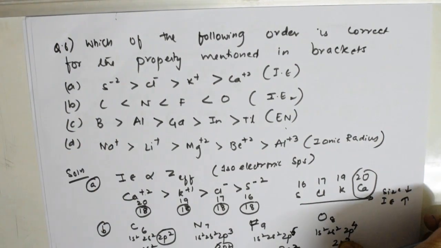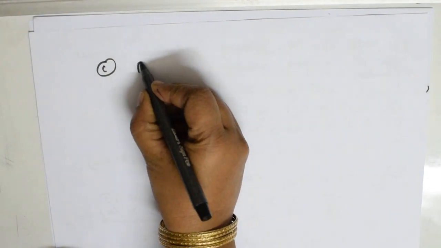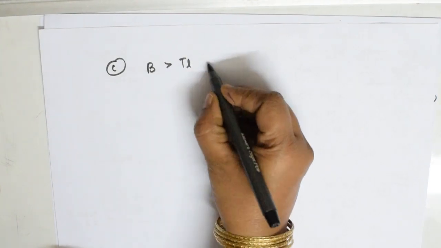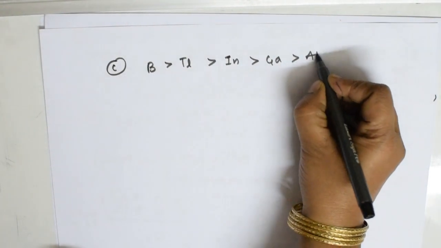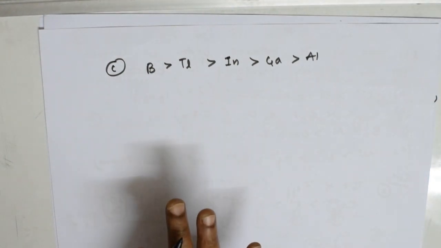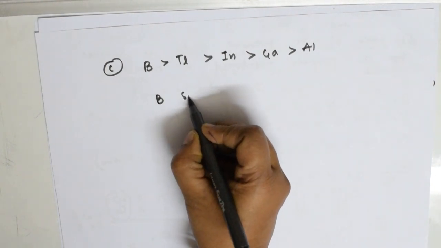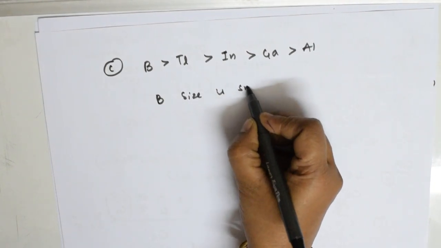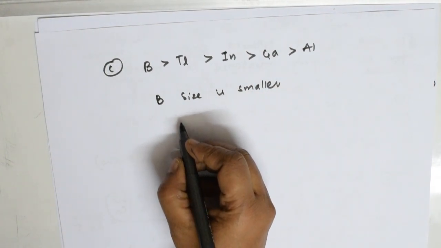The next one, when I take boron, aluminium, gallium, indium and thallium. Okay. So here in boron, aluminium, gallium, indium and thallium, let us write the order first. The order is boron greater than thallium, greater than indium, greater than gallium, greater than aluminium, based on electronegativity. Here basically what is the speciality? Boron's size is smaller. Correct, no?